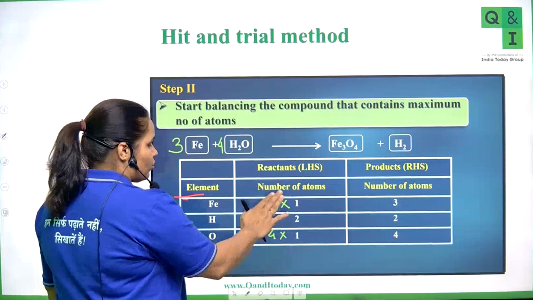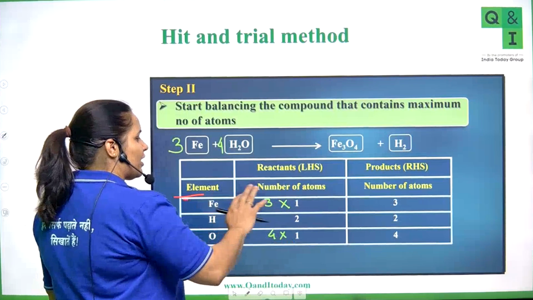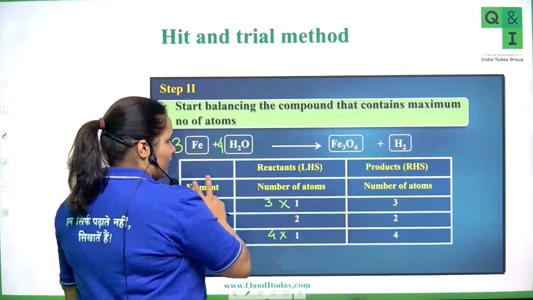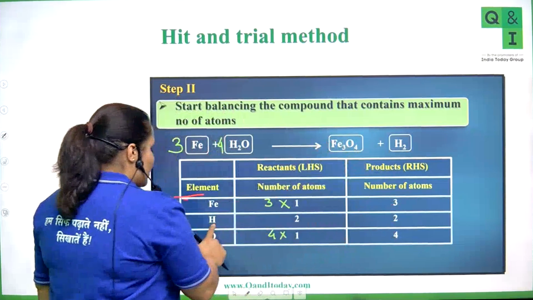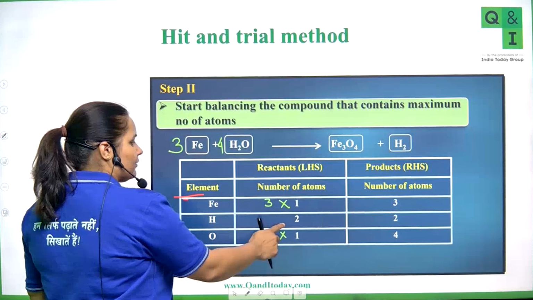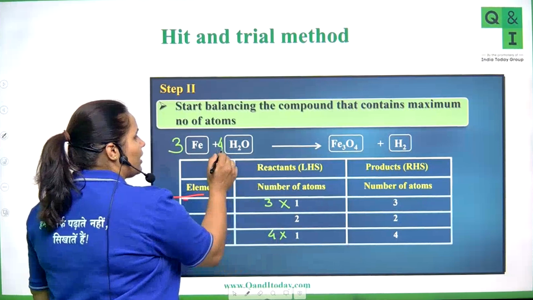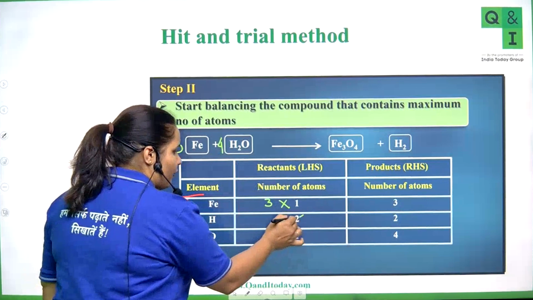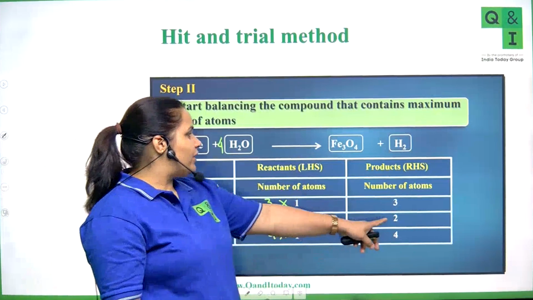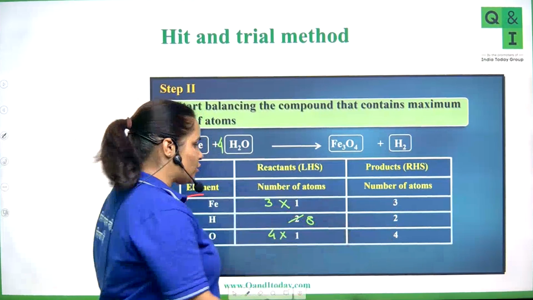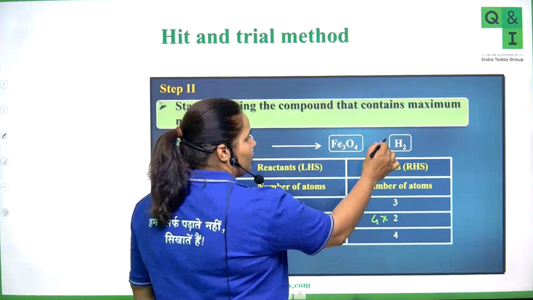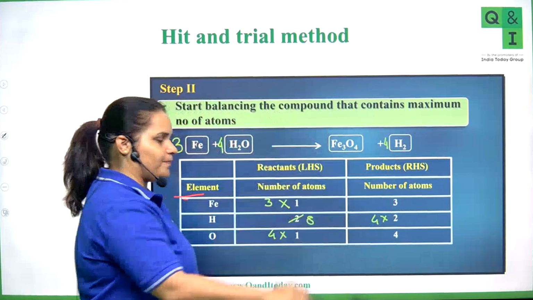But while doing so, is there any change in the number of atoms? Iron is 3, fine. Here Fe, 3, fine. Now hydrogen, on the LHS side, how many hydrogen atoms are there? 8 atoms, 4 into 2. Now it has become 4 into 2, so it has become 8. And here it is only 2. So what shall I do? I should multiply by 4.